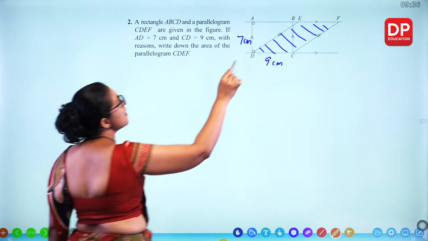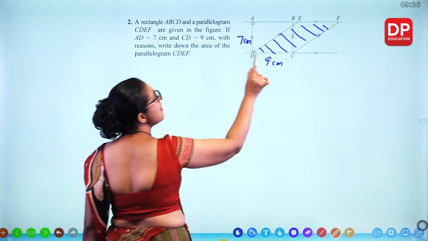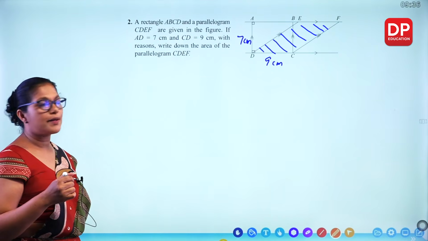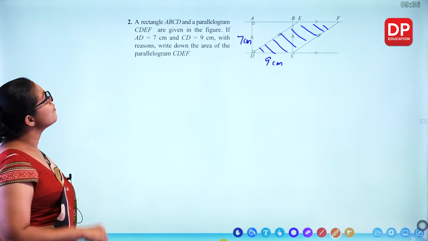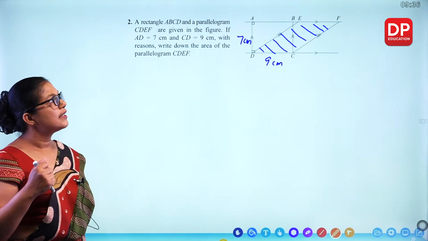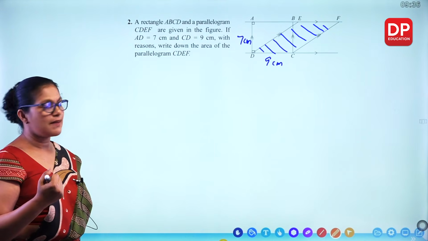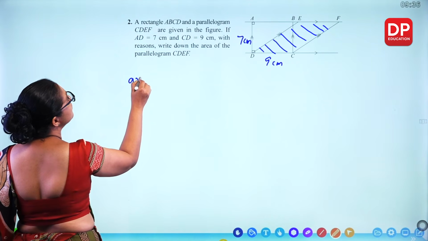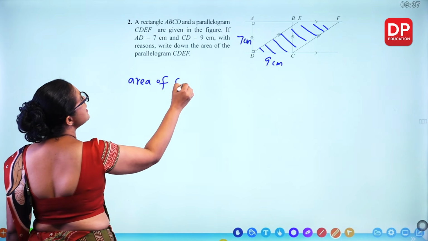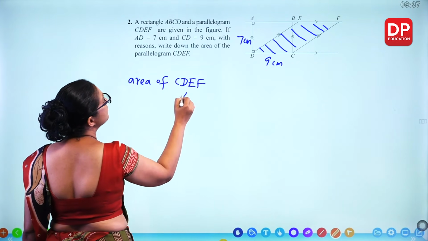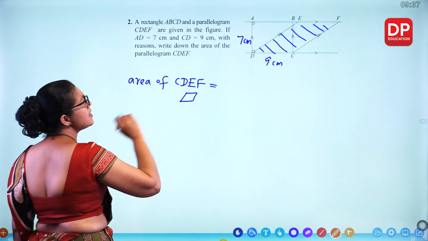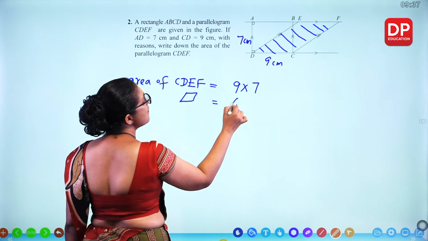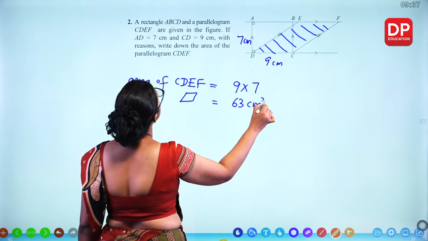Here, what can we say about this area? This is a parallelogram with same base. And what's the height of the parallelogram? We see that height of the parallelogram is same as AD, 7 centimeters. So what's the area of the CDEF parallelogram? I can write base times the perpendicular height. 9 times 7, 63 square centimeters.